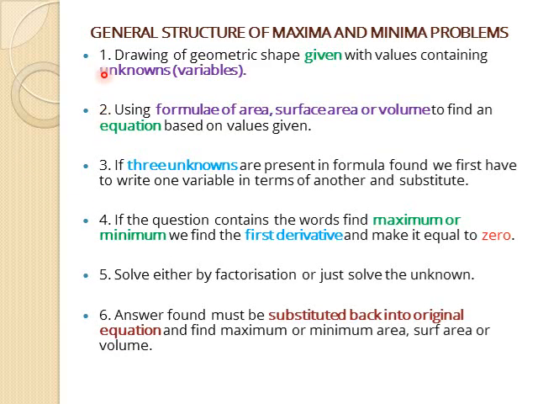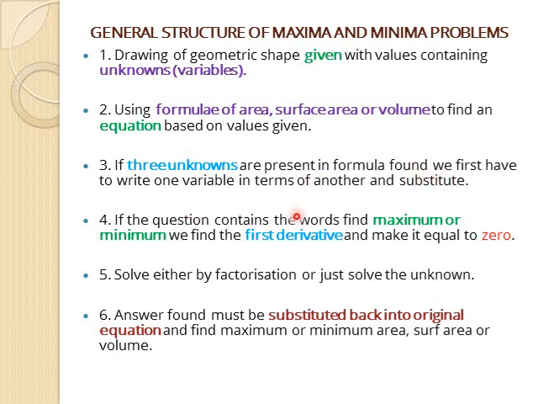Right? Now, general structure of these problems. We'll give you a drawing of a geometric shape. It can be triangles, square, rectangle, cylinder, cone, sphere. Right? And they will contain some form of unknowns. We need to know our formula for area, surface area, or volume to find the equation based on the values given. Alright. If we specifically have three unknowns, we're first going to have to write one variable in terms of another one to substitute in the other equation.